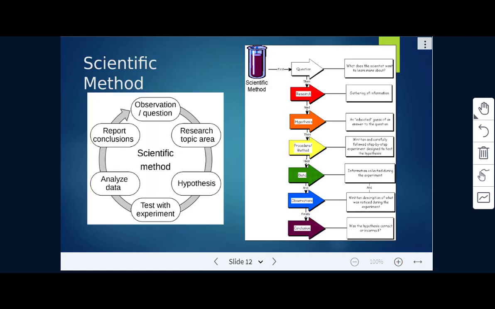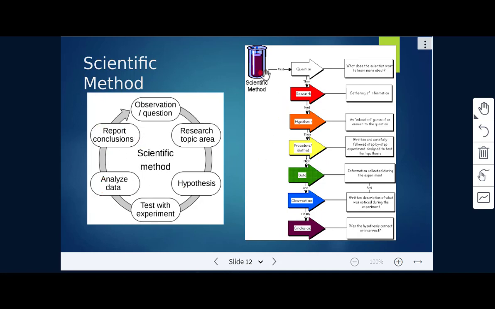So we're just going to review the scientific method before you try your two activities. We start with an observation or a question. You'd have some research in that area. Then you would form some sort of a hypothesis or a prediction. It's basically an educated guess of an answer to the question. Then you're going to test with your experiment, analyze the data, and report the conclusions.